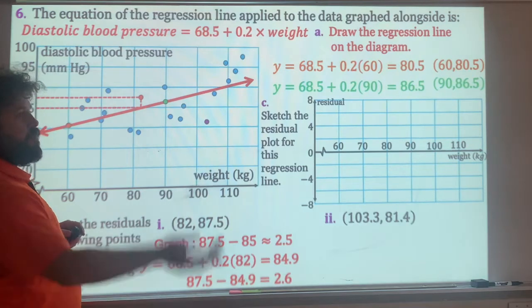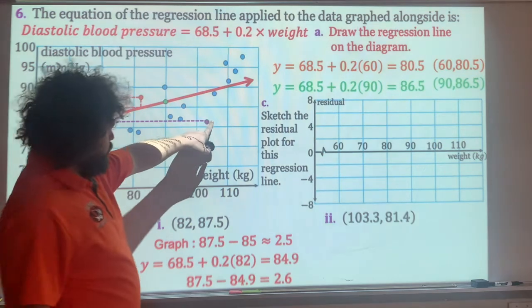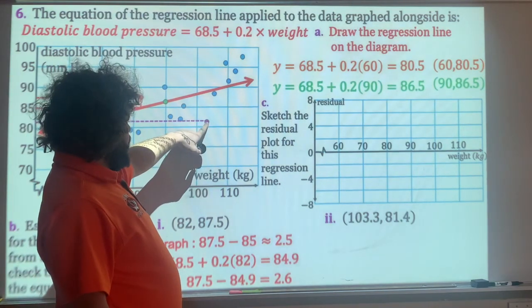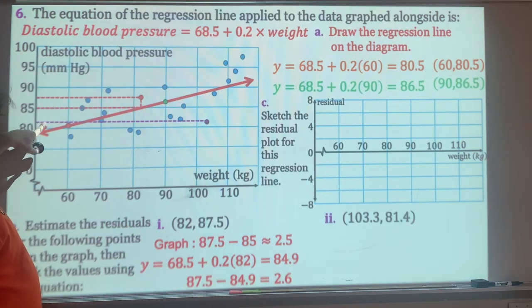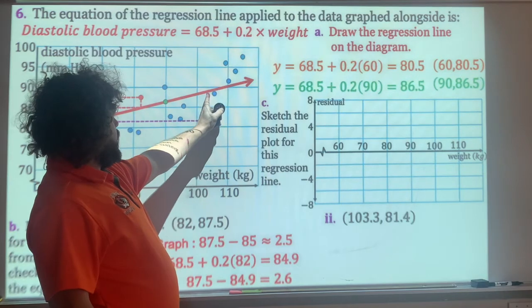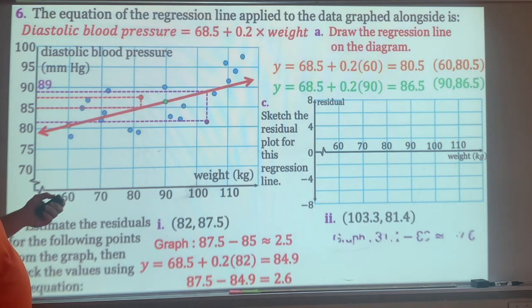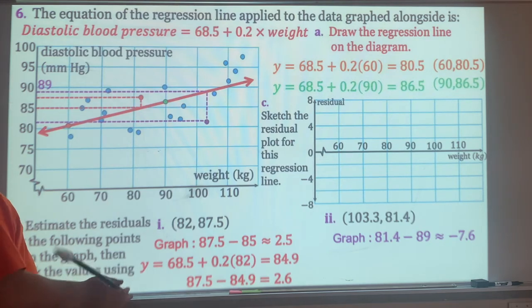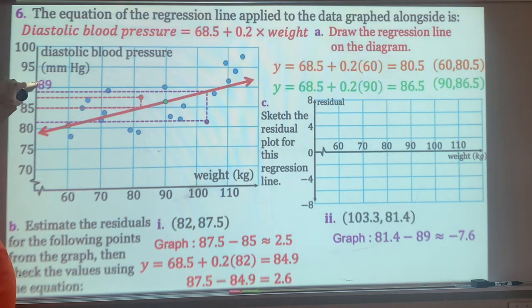All right, problem 2. What do we do? That's this point right here, 103.3, 81.4, right? So let's take this point, put it up to the graph, move over so it hits about here. This is about 85, 86, 87, about 89-ish. All right, so about 89 from the graph. So to find the residual, 81.4 minus the 89, which is our estimation, right? The difference between the two purples, and that's about negative 7.6, right?